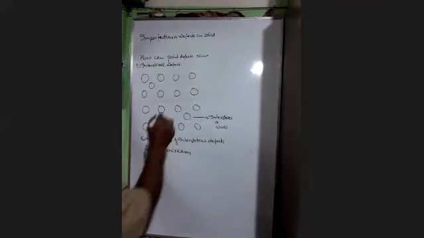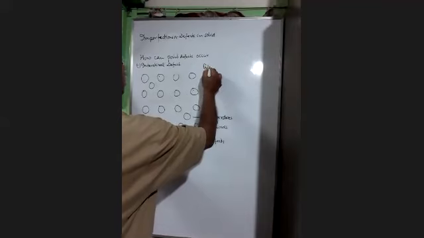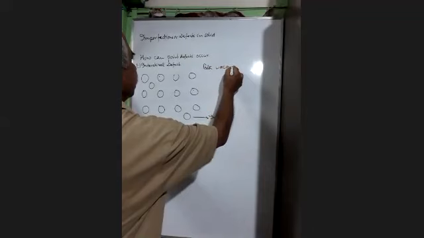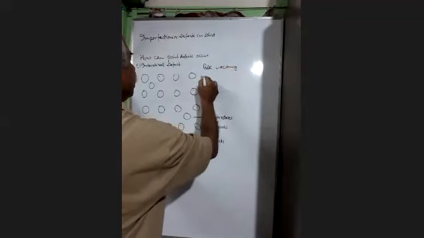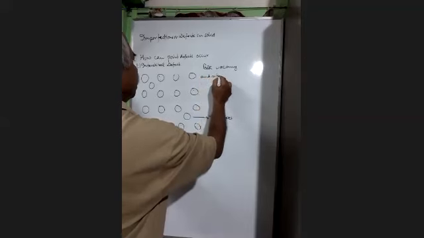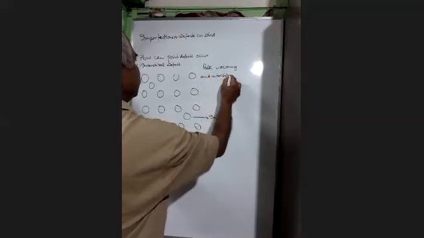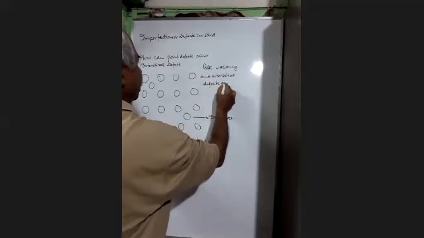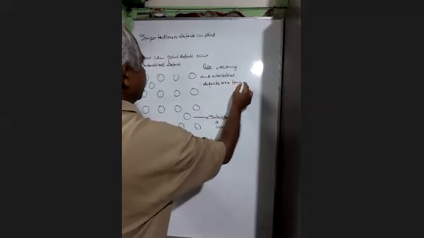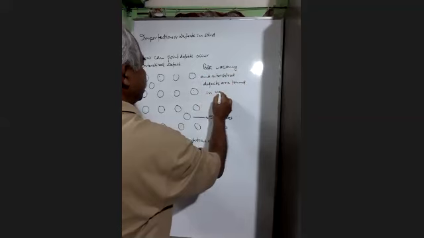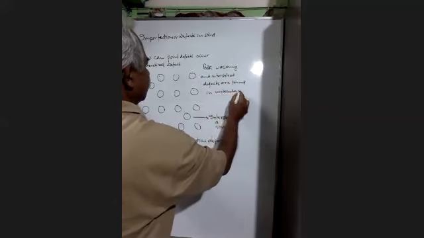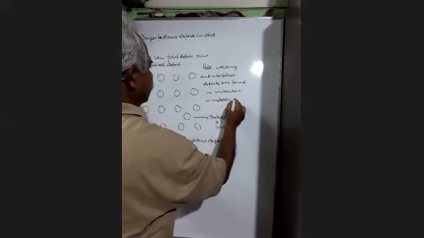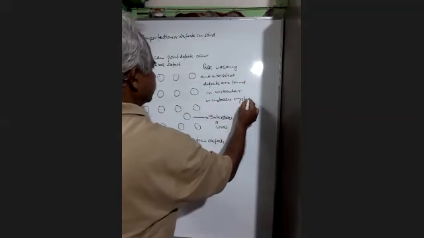So we can write now: both vacancy and interstitial defects are found in molecular or metallic crystals.